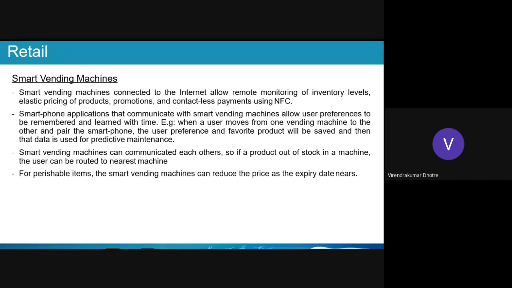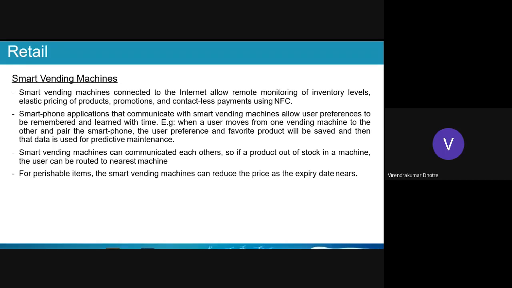So this smart vending machine will identify the current stock and allow user preferences to be remembered and learned with time. When the user moves from one vending machine to another and pairs the smartphone, the user preferences and favorite products will be saved. And this data is used to predict maintenance. So this is how they work.